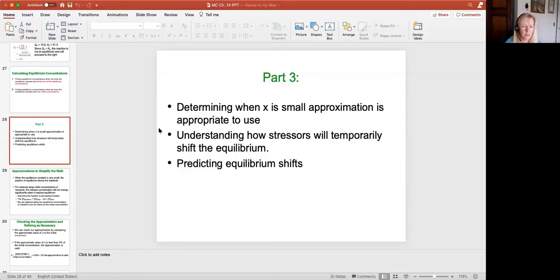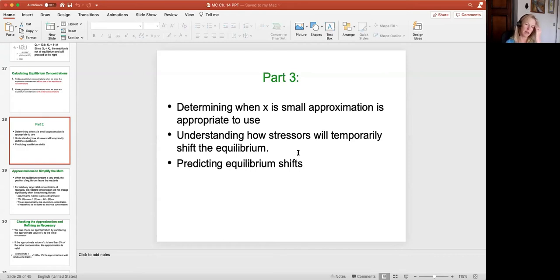Here are our objectives. We're going to look for a shortcut, which everybody wants, right? So we're going to determine when you can use this x-small approximation. We're going to look beyond systems that are at equilibrium and what happens to systems when you stress them at equilibrium. This is called Le Chatelier's principle.